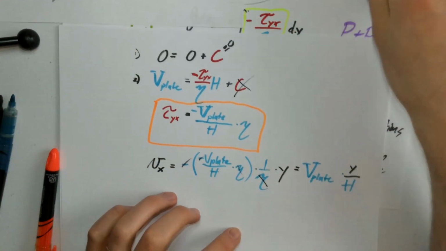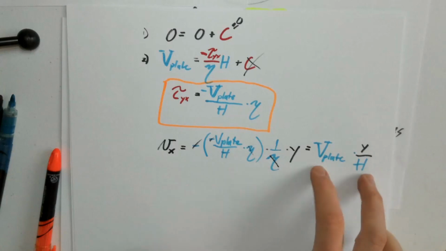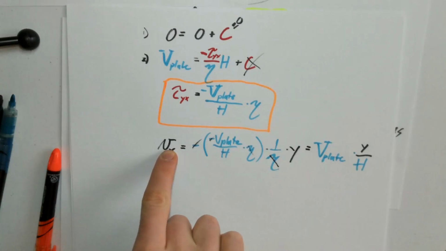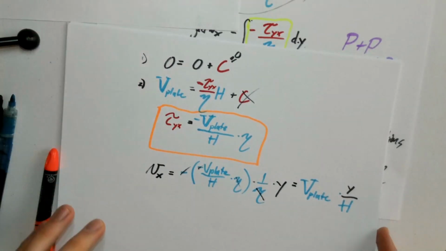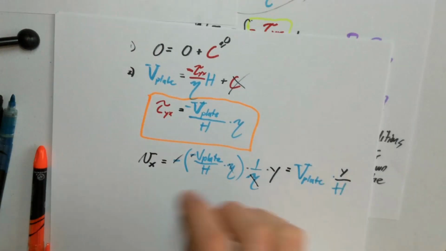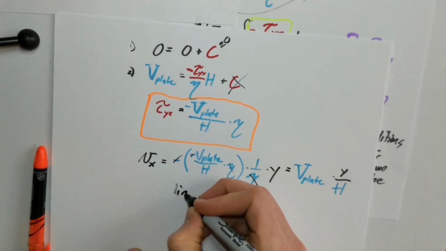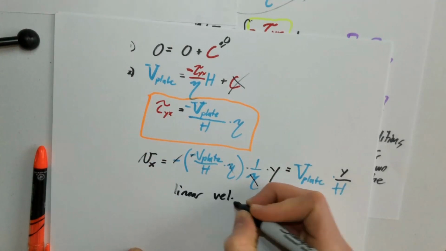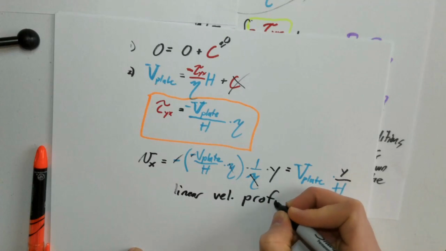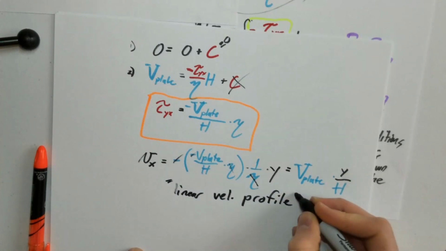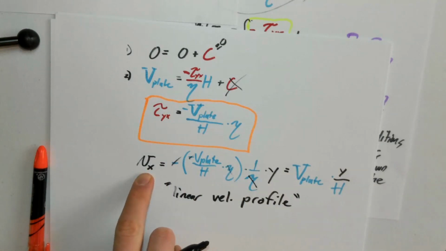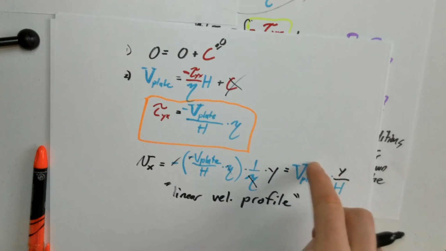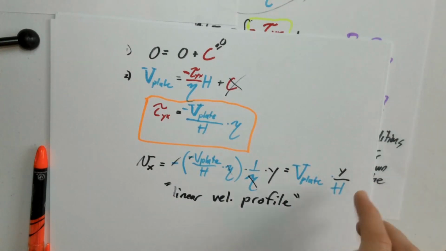So this is a cool result. So what does this result mean? Well, if we think about it, Vx is this function of y, and this is what we call the linear velocity profile. Why is it linear? Well, if we think about it, this equation sort of has the form like y equals mx plus b, or Vx equals some constant times y plus a y-intercept, which is 0.